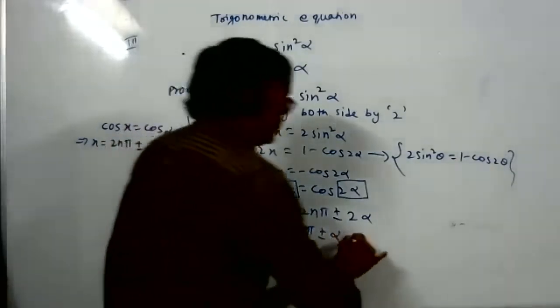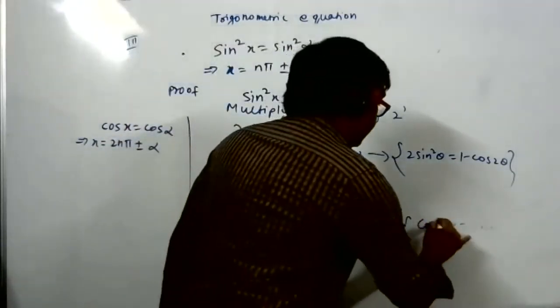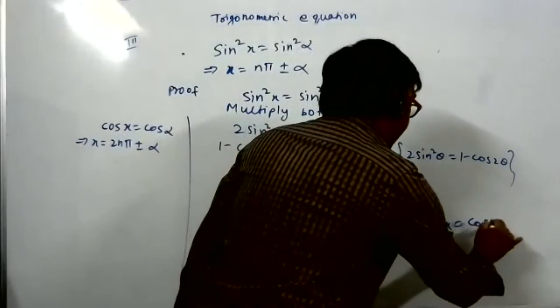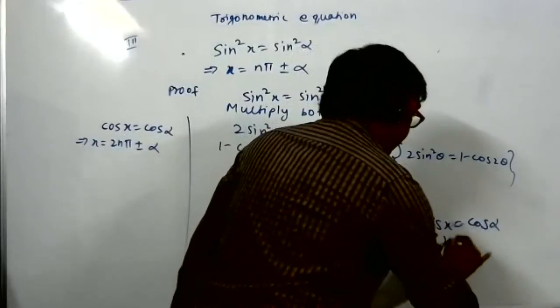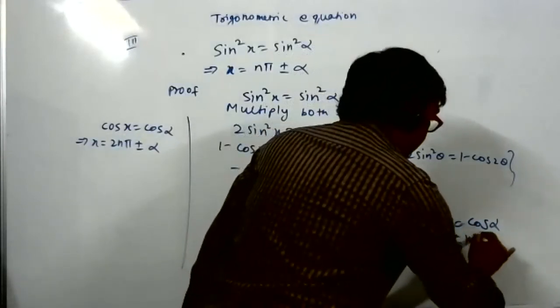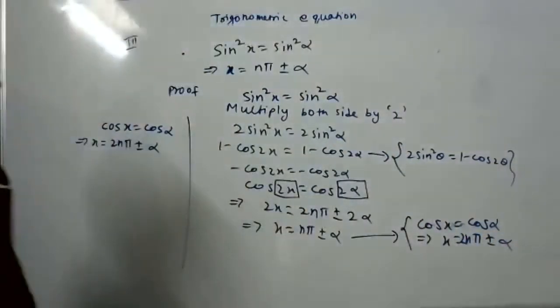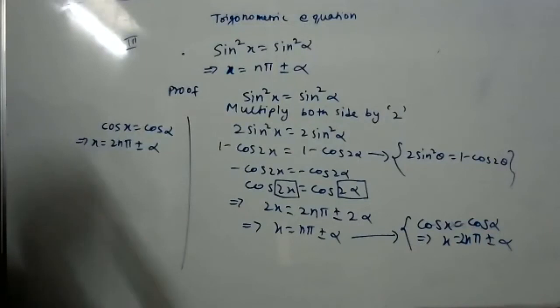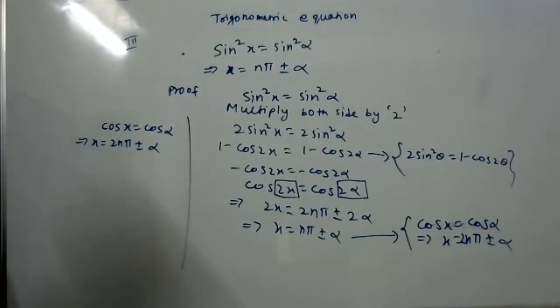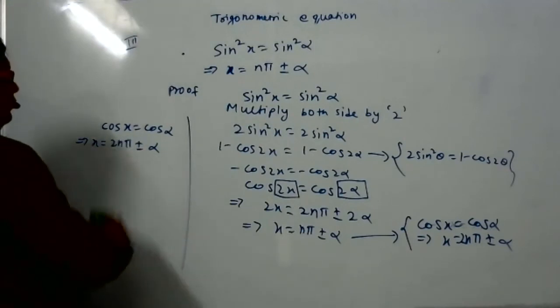So here we use this formula. Cos x is equal to cos alpha. Anybody has doubt, ask me. Later, don't tell me that not understood. Ask, I will teach. Shall I raise the board? Sir, 1 minute.